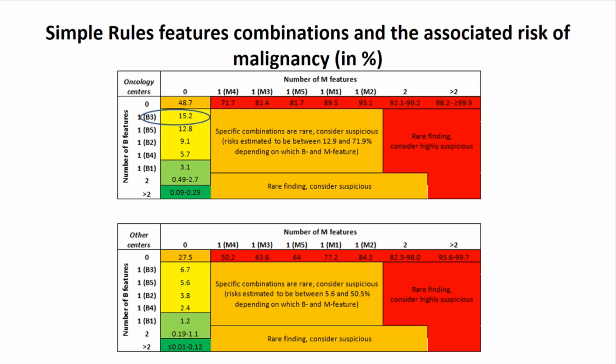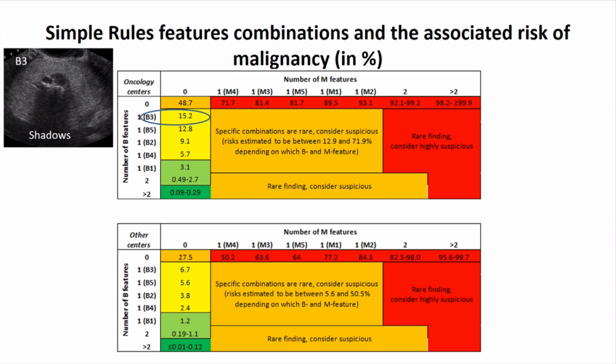If only one benign feature is present and no malignant feature, and that benign feature is shadowing, the risk of malignancy is 15.2% if you work in an oncology center and 6.7% if you work in another type of center.